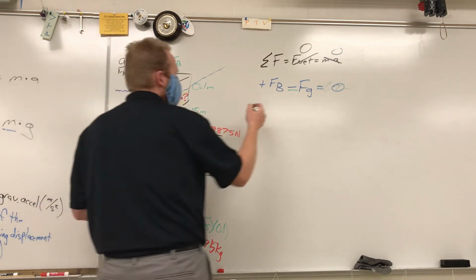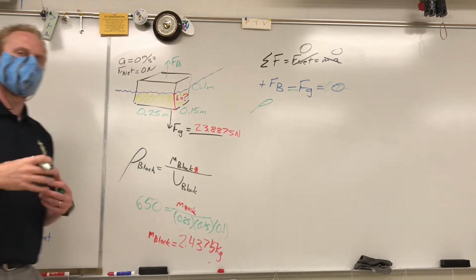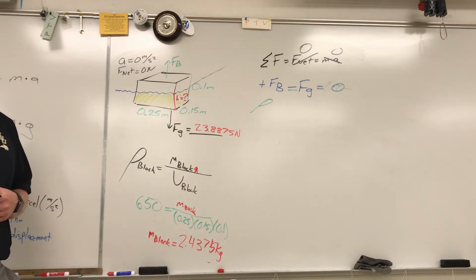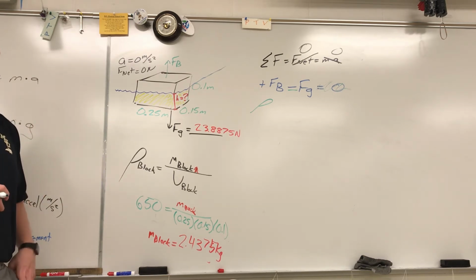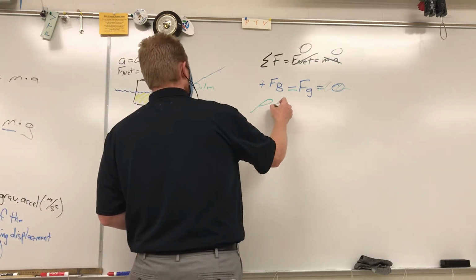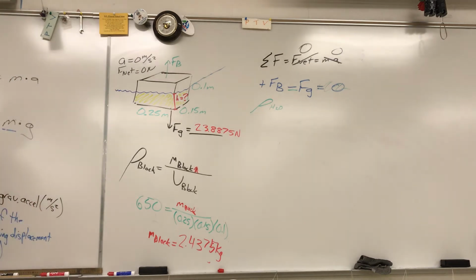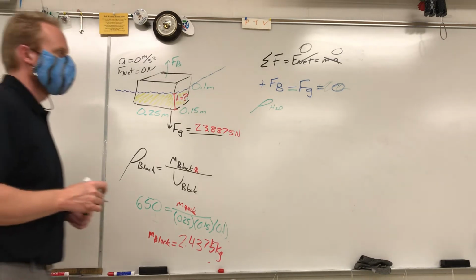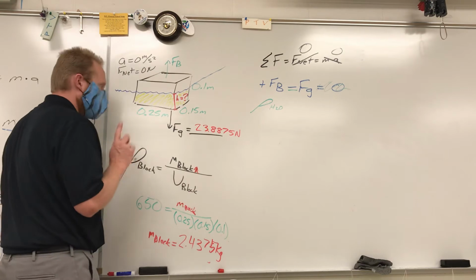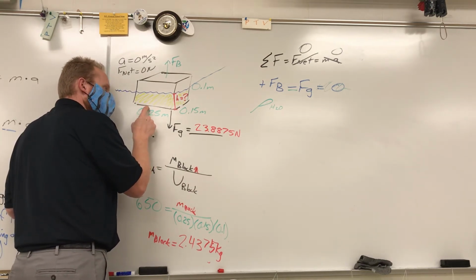Okay. So my buoyant force equation is the density of the fluid that's being displaced. What is the block pushing out of the way? Is it pushing the block out of the way, or is it pushing water out of the way? What's the fluid that's being pushed out of the way? Water. Good. So that's going to be the density of water, and then it's times the volume that's being displaced. And again, it's only the shaded yellow sections.